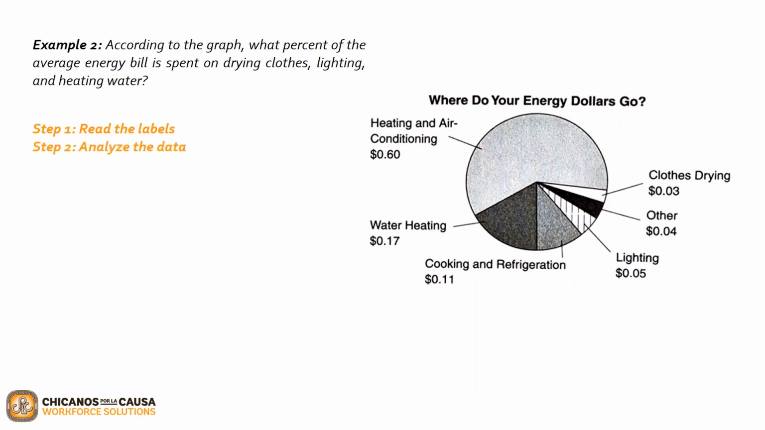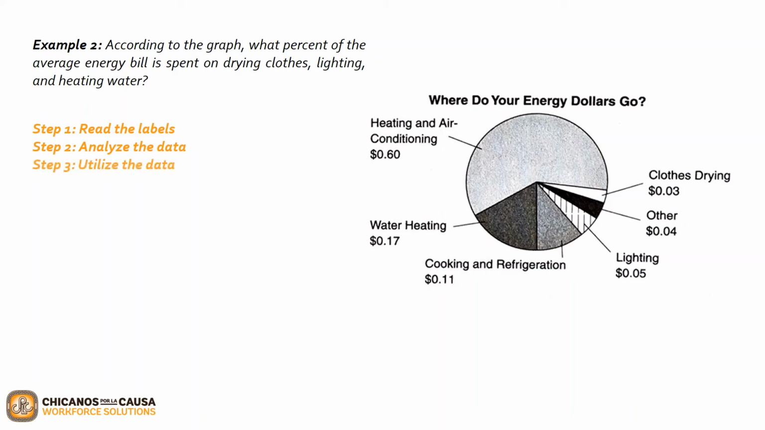Step 2, which is exactly what we just did, we're analyzing the data. In this particular example, we are focusing on 3 different sections. We have drying clothes, which looks like 0.03 cents, lighting, 0.05 cents, and heating water, which is 0.17 cents.